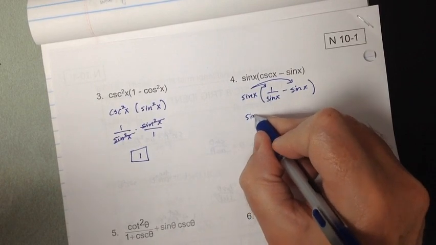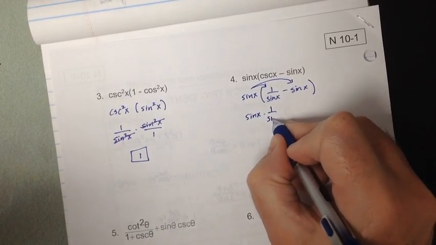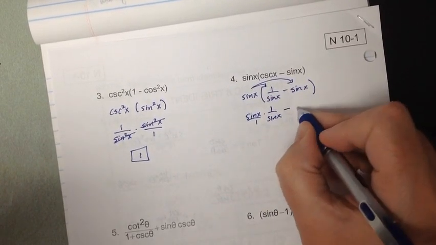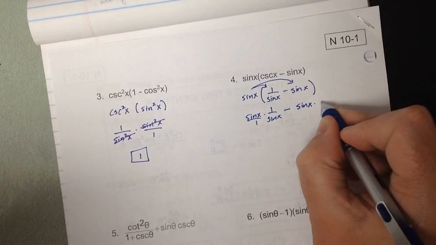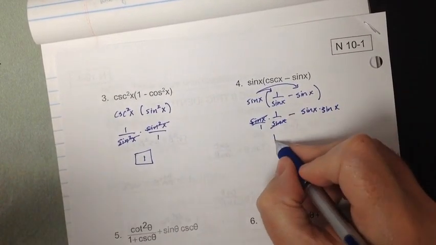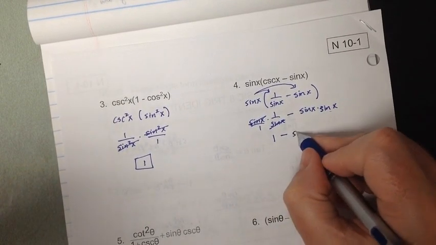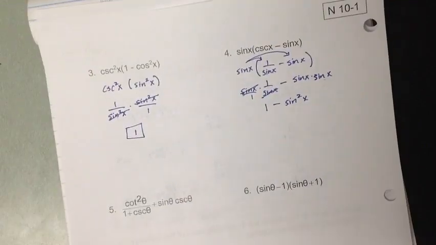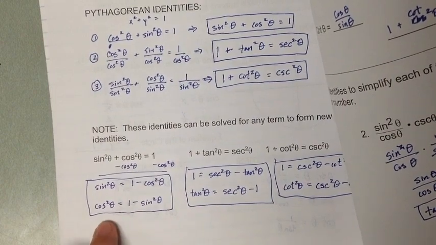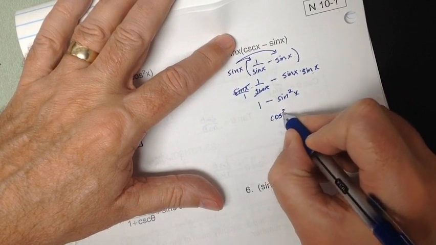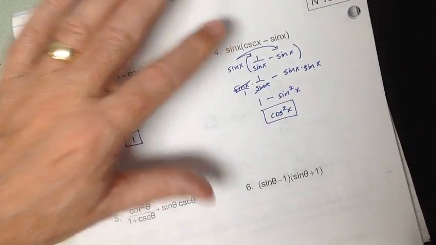So I have sine x times 1 over sine x. We can think of this as sine x over 1 minus sine x times sine x. So sine x is canceled here. That's 1 minus sine times sine, which is sine squared x. And 1 minus sine squared, again going back to the Pythagorean identities, 1 minus sine squared equals cosine squared. So 1 minus sine squared x is cosine squared x.